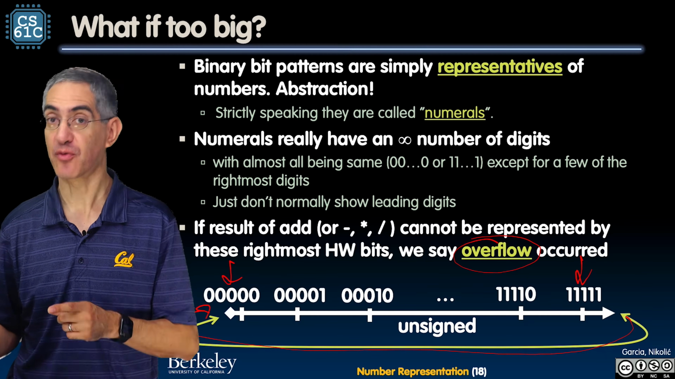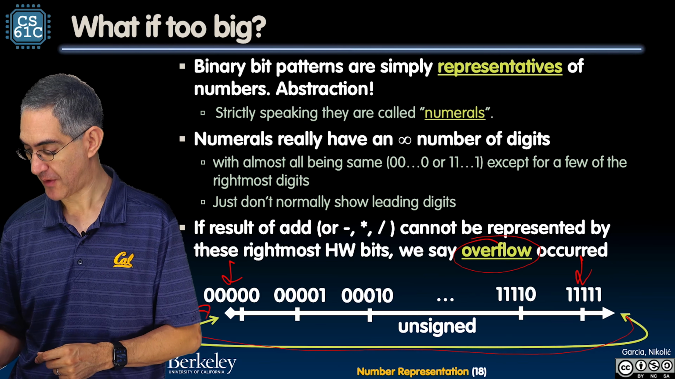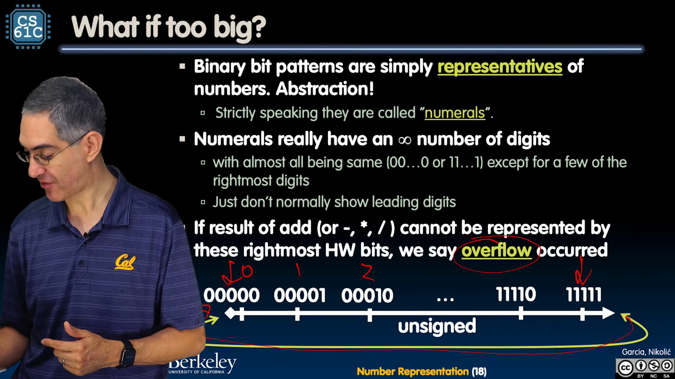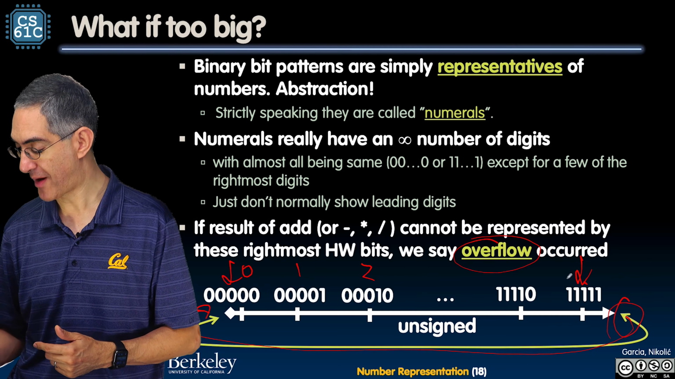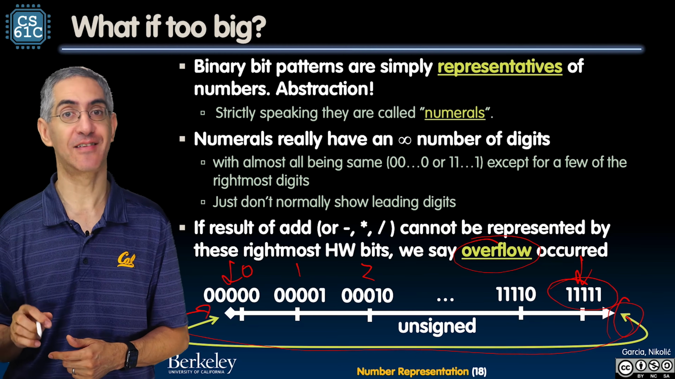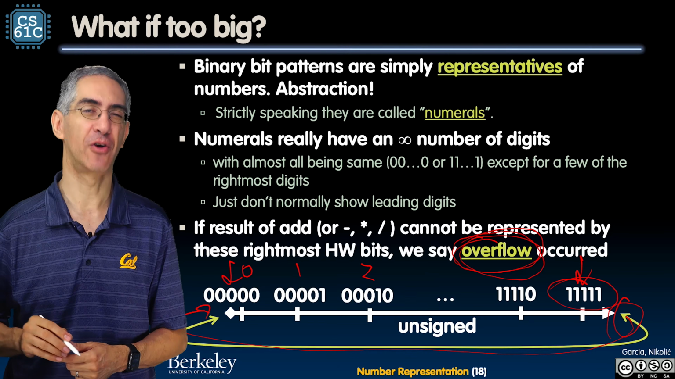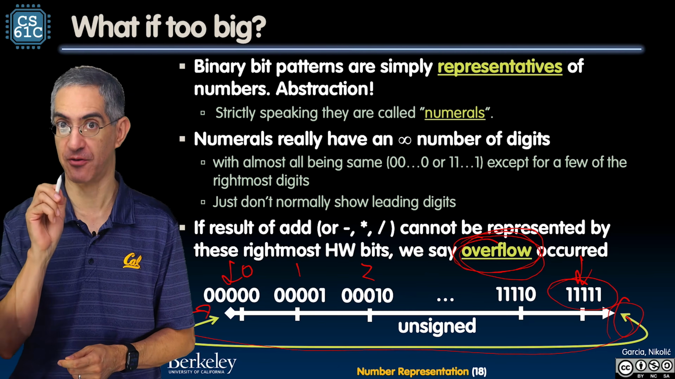If I am subtracting numbers and I'm at 2, then I'm at 1, then I'm at 0, and I subtract one more, it'll actually wrap around this way too. It'll go back to all ones. That is not underflow. That is also overflow. People often call it negative overflow. It's not underflow.